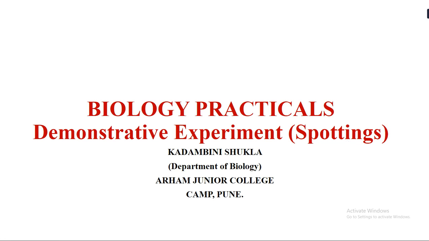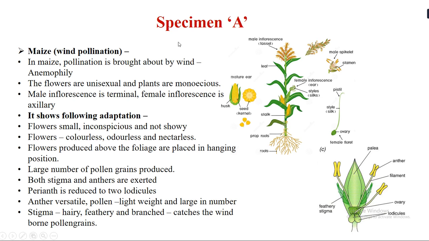So in this experiment there are going to be 10 specimens from specimen A to specimen J, and you have to identify each of the specimens and then write a description about that specimen. So let us start with the specimen of spot A.